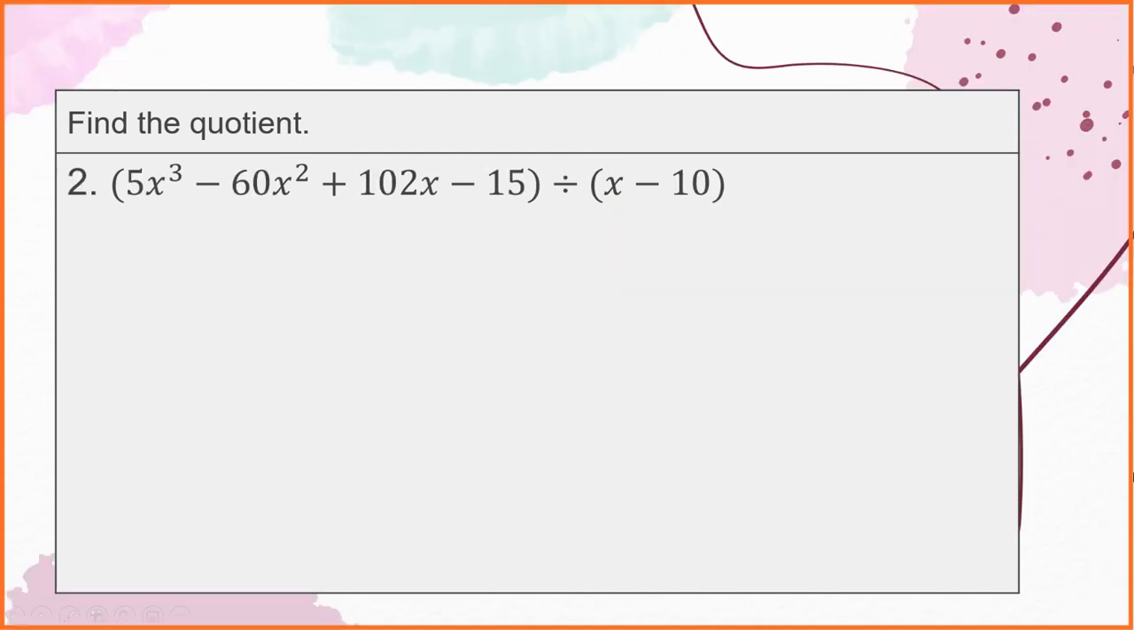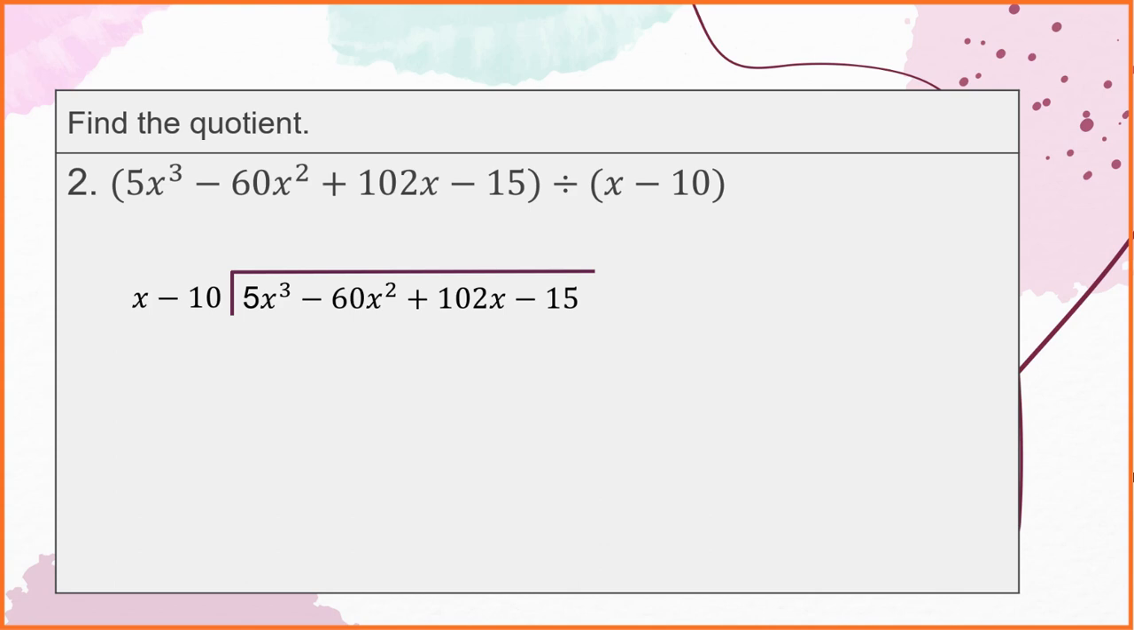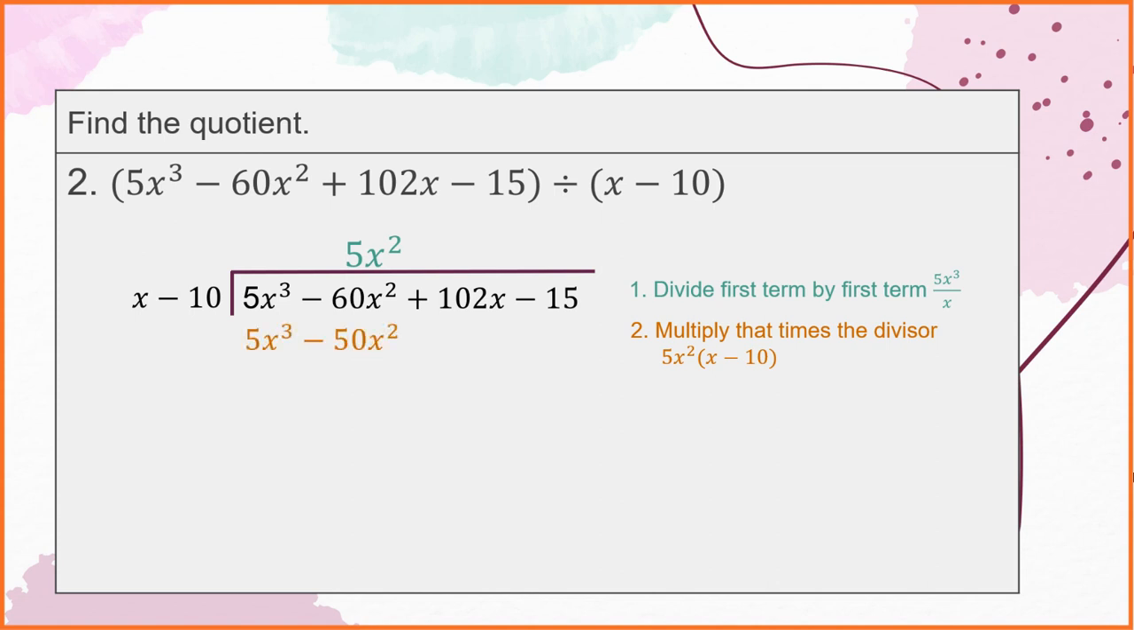Okay, so let's try that one more time. Set up your bracket. We put the dividend under the bracket, and then we put our divisor on the left. We're going to take the first term divided by first term. 5x cubed divided by x gives us 5x squared. Then we multiply. We're going to take the 5x squared times our divisor, which is x minus 10. That would give us 5x cubed minus 50x squared.